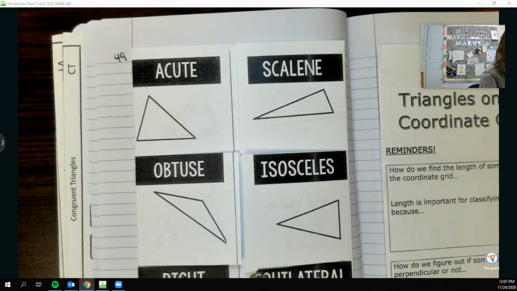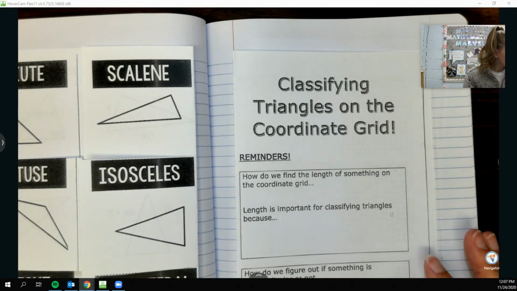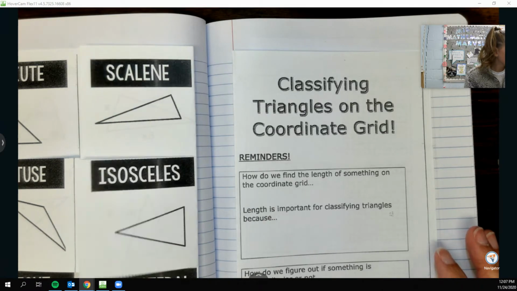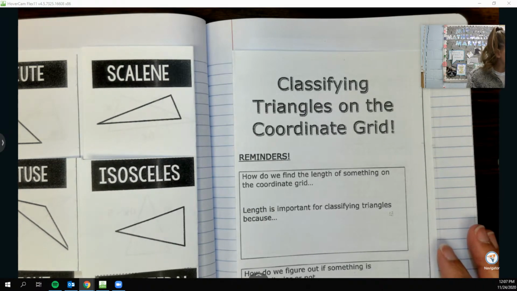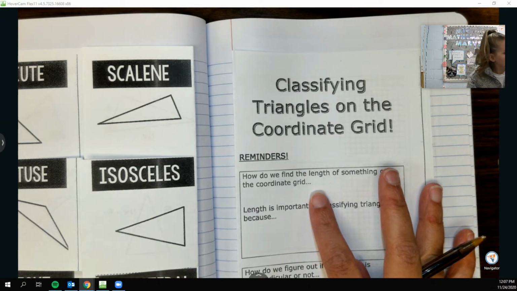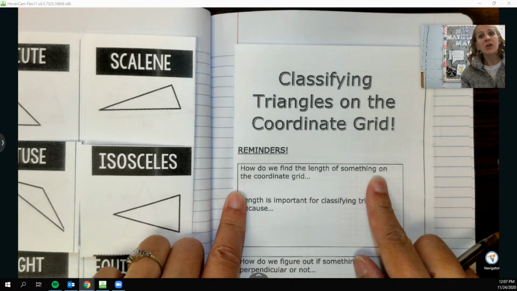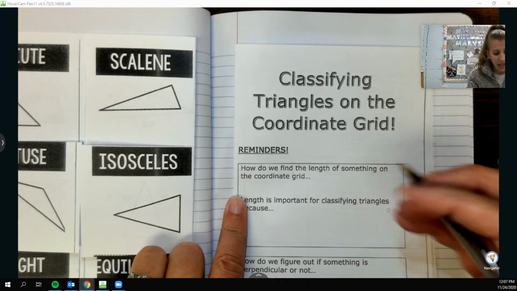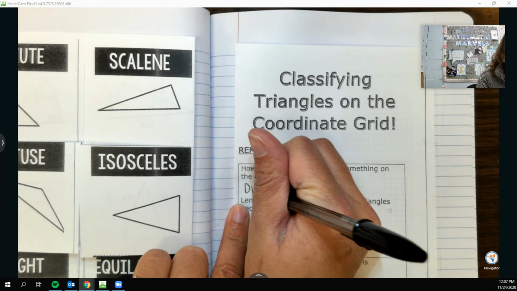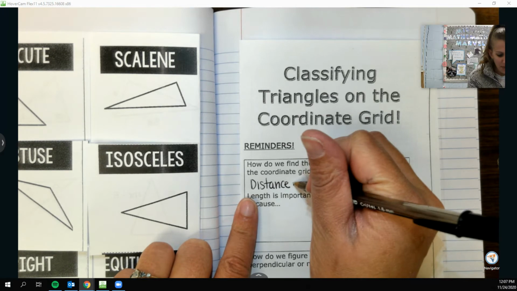Some reminders over here because we did talk about this before. We talked about ways to classify triangles, and just some reminders about how we should do that if we are looking at a coordinate grid. So how do we find the length of something on the coordinate grid? Length is just another word for distance, and we had the distance formula, that big old square rooty thing.